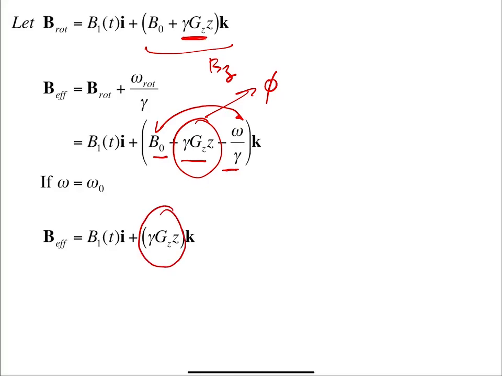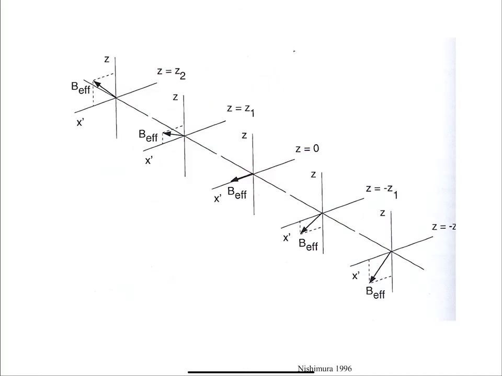And so we end up with a B effective that has a component that's my B1 field, and then another component due to my gradient. So what it looks like is this. Right at the center, at z equals 0, there's no added field, so my B effective is all along my x-axis. As I move away from the center, the B effective starts pointing back towards the z direction, and so it's not going to be able to tip spins as well. So basically, I'm on resonance here.